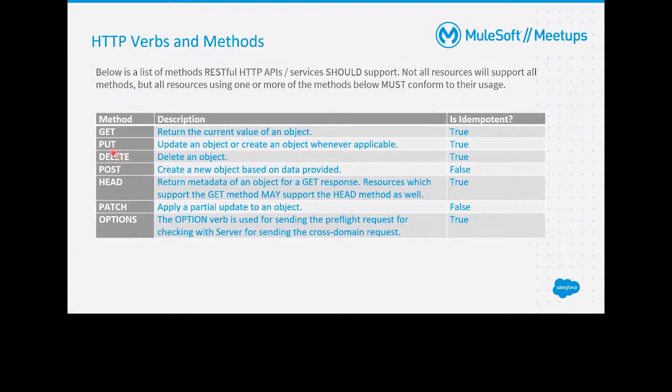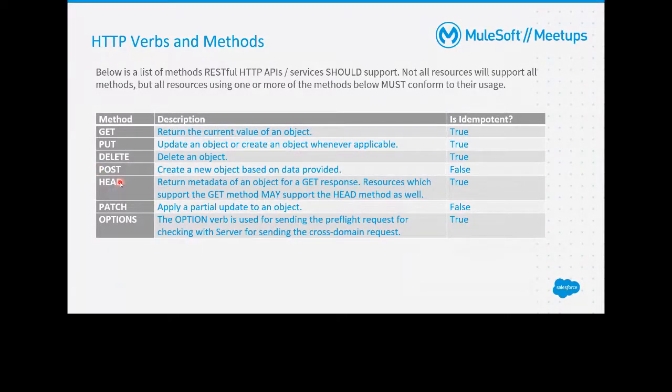Next is DELETE. It is used for deleting an object. It is quite mnemonic enough. Next is POST. It is used to create an object in the data store. Let's say I want to create an employee in my employees table. I'll fire a POST API call and it will create that employee with whatever details I pass to it.